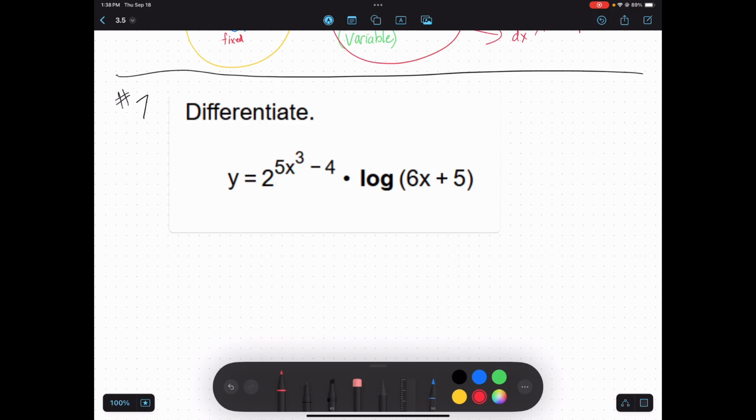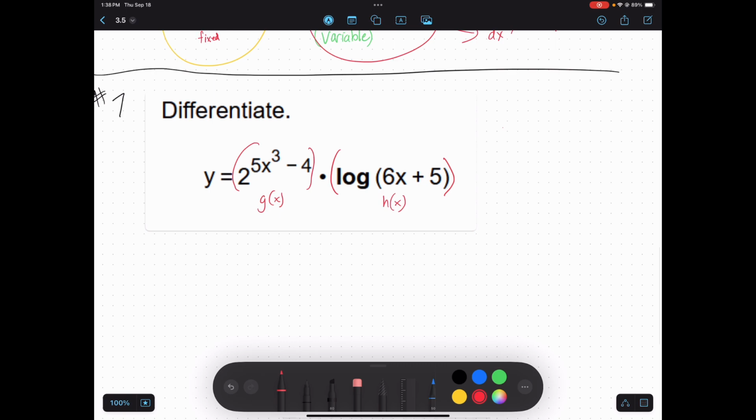The first thing I notice is I have this function multiplied by this function. What does that tell me I'm going to need to use? I'm going to need to use product rule. Product rule, I have one function here, I'll call that g of x, and then I have another function here, and I'll call that h of x. In order to use product rule, of course, I need to know the derivatives of both of these functions.